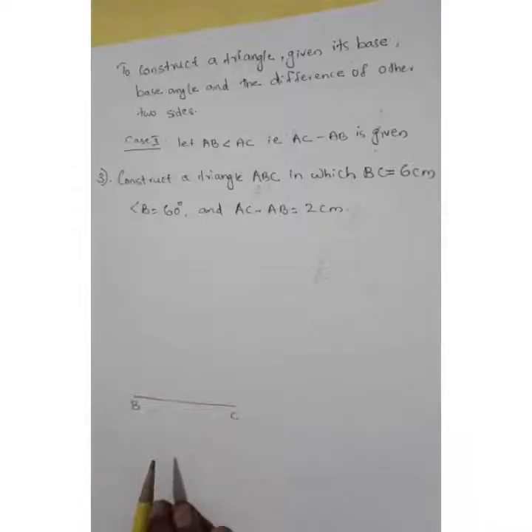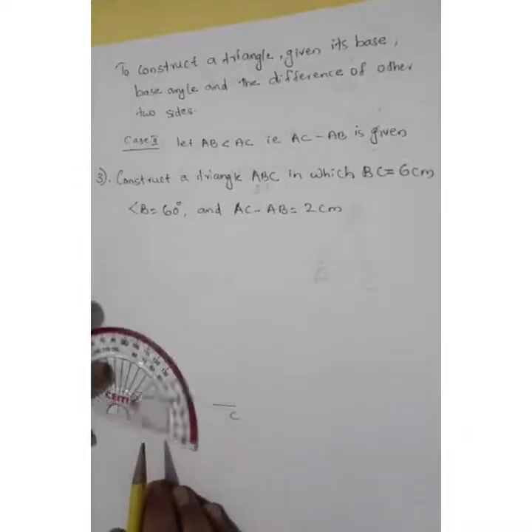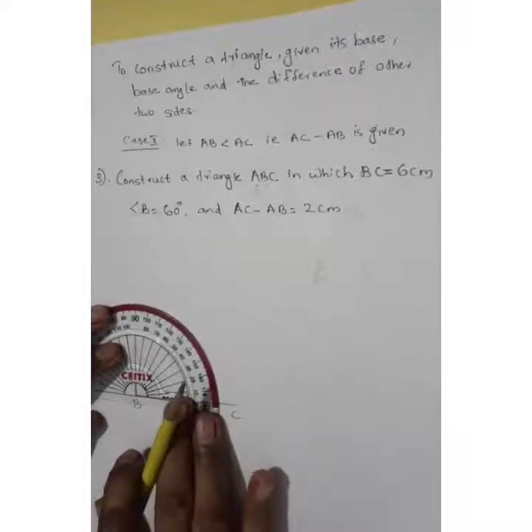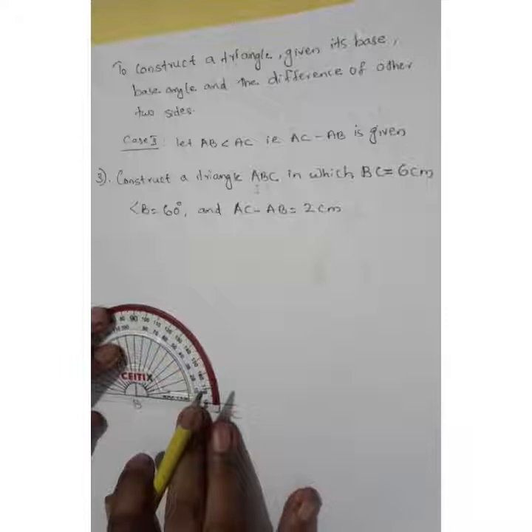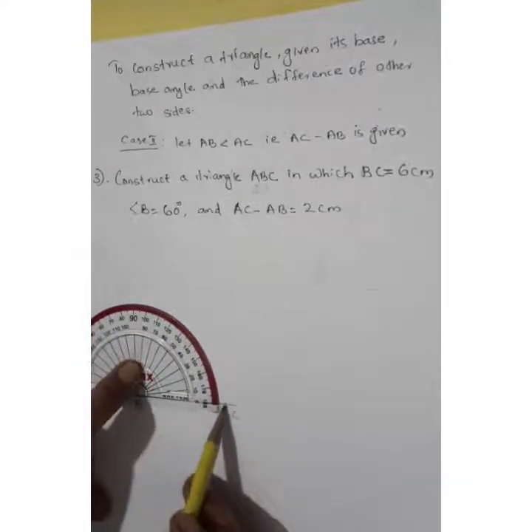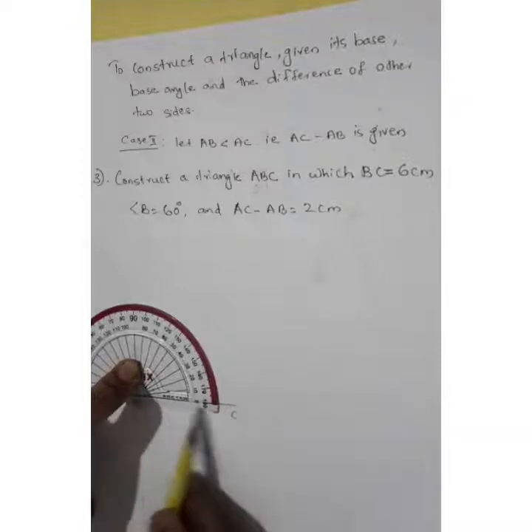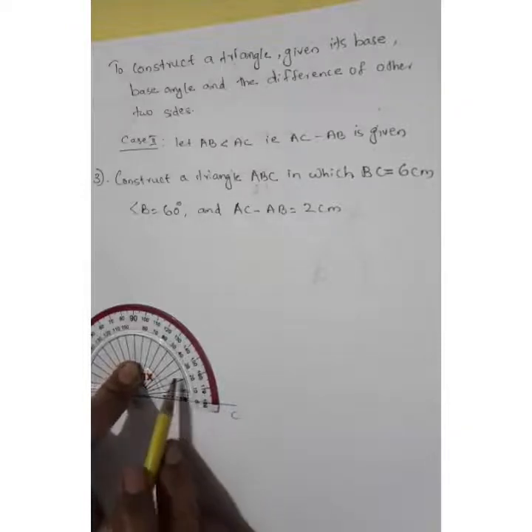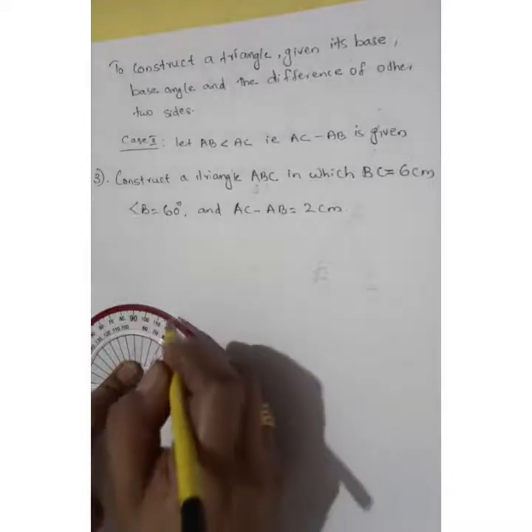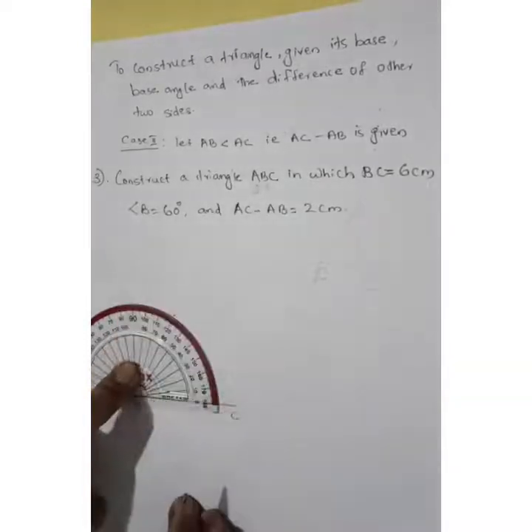After that, we have to construct, by the same procedure, the angle 60 degree at B. So we want to place the protractor in such a way, baseline here and this. Okay. After that, this is the direction. We have this baseline. So from here 0, we want to go up and get the 60 degrees. So 0, 10, 20, 30, 40, 60 degrees. So this is the 60 degrees position.